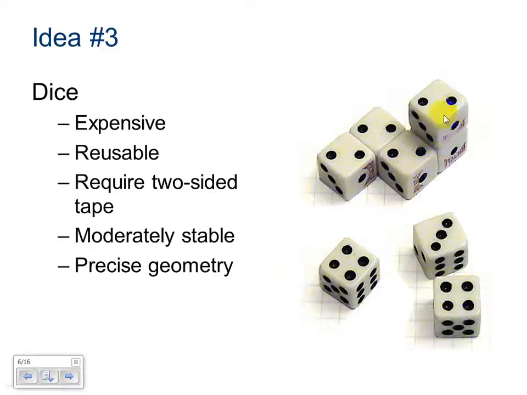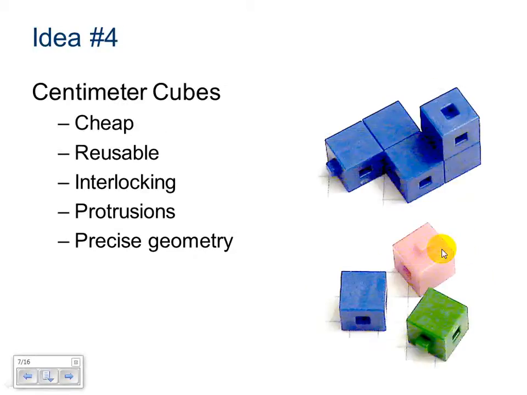They're not sticky, that's another disadvantage. They would require two-sided tape in order to put them together and make them stay together. But they are very stable because they're very rigid. The centimeter cubes are cheap. They're cheaper than buying dice. They are reusable. And they're not sticky, but they are interlocking because they have this little notch on the sides that can be put into this hole to make them stick together. And they do have very precise geometry.